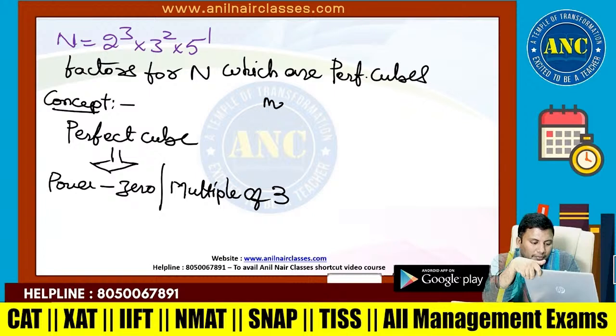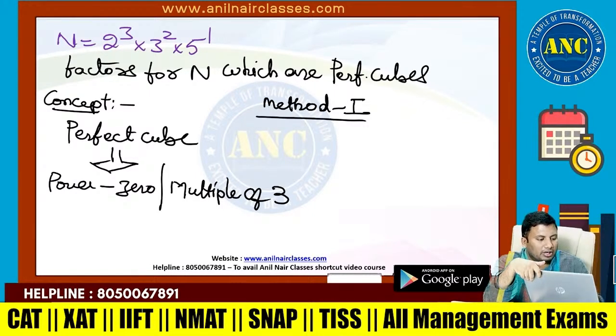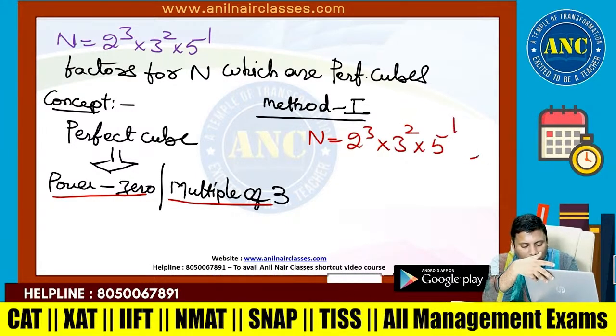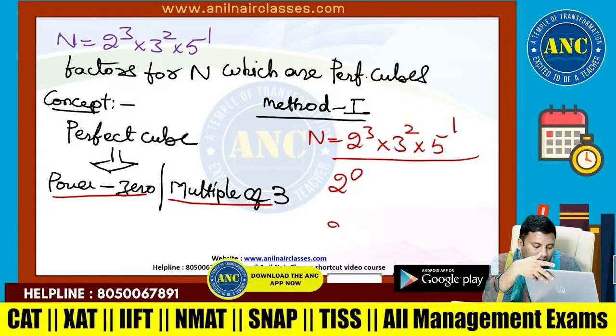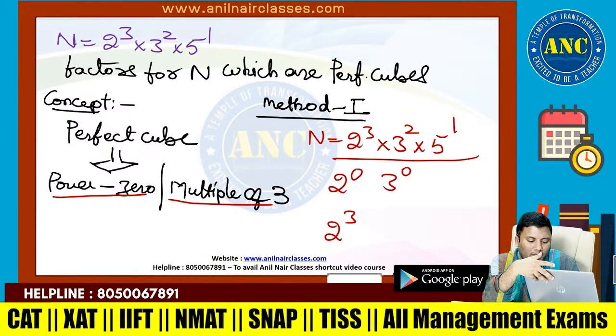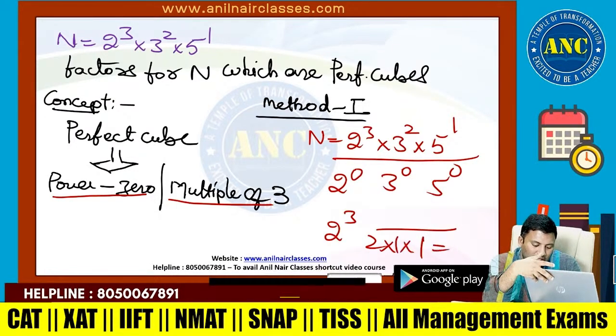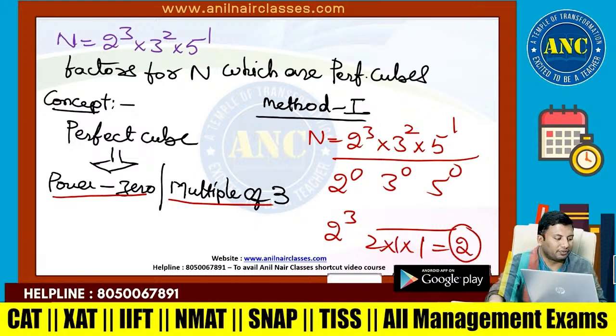So method 1. Then method 2. Any perfect cube, the power will be 0 or a multiple of 3. So the factors which are perfect cubes is 2 cube into 3 square into 5 power 1. 2 power 0, 2 power 3; 3 power 0; 5 power 0. 2 into 1 into 1. Answer for this question is 2.